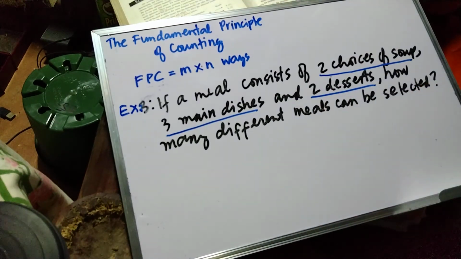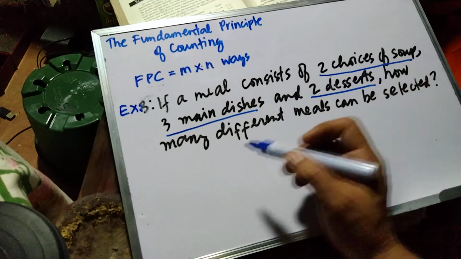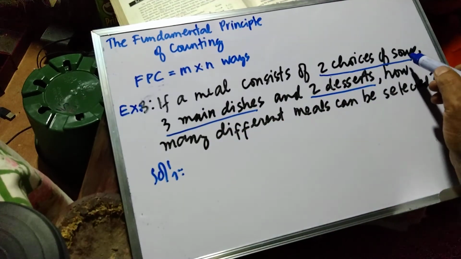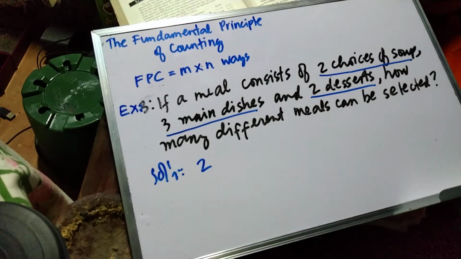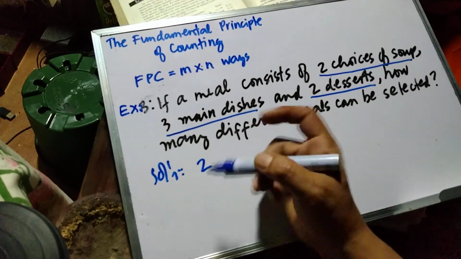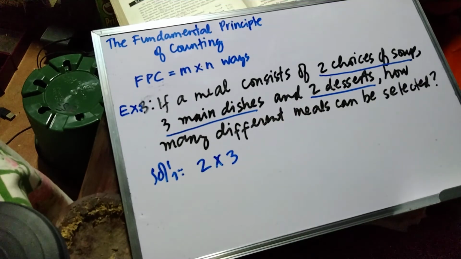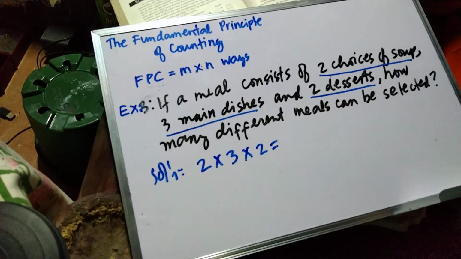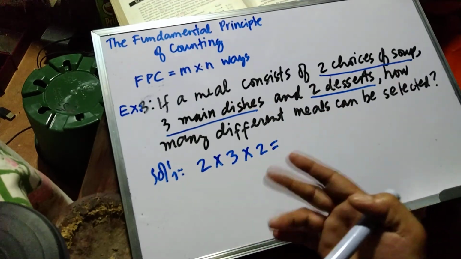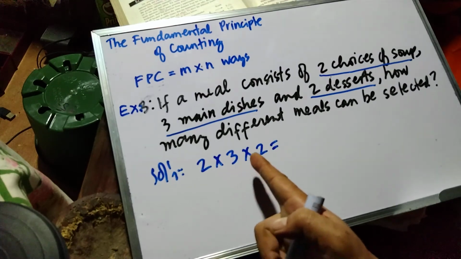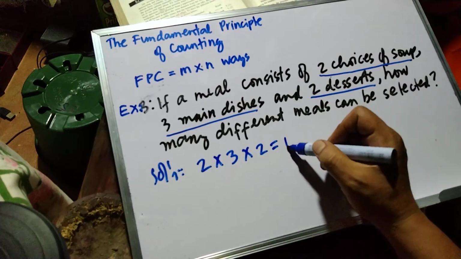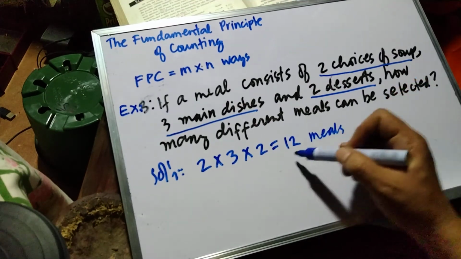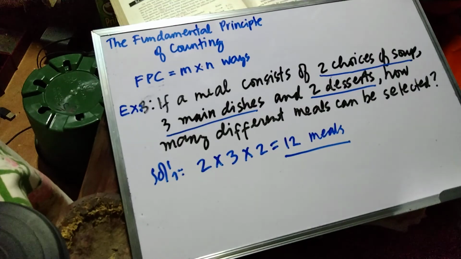Okay, so you are choosing three things. First, in choosing the soup, you have 2, correct? Now in choosing the main dishes, you have 3. Now in choosing the desserts, you have 2. So you just simply multiply the choices. So you have 2 times 3, you have 6. 6 times 2, you have 12. So you have 12 meals that you can select, okay?